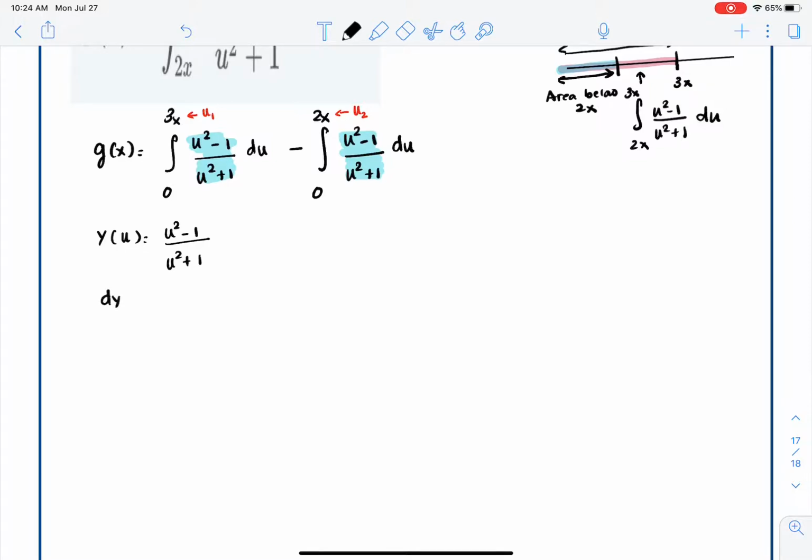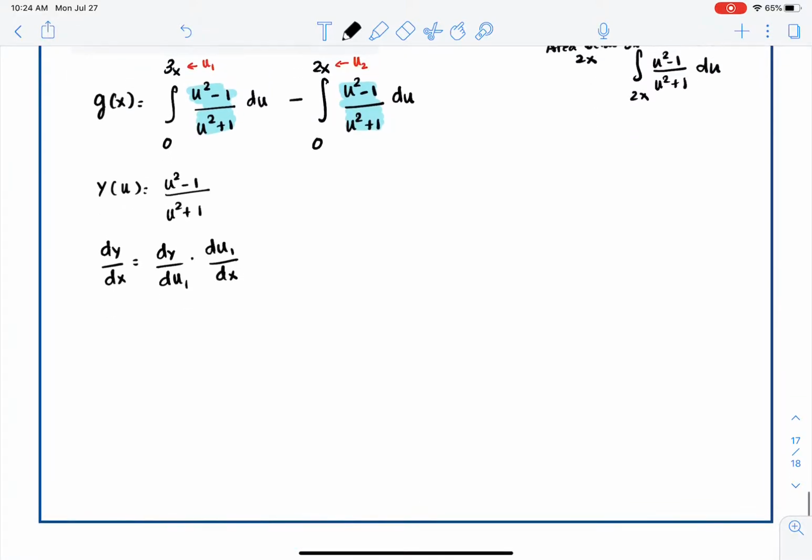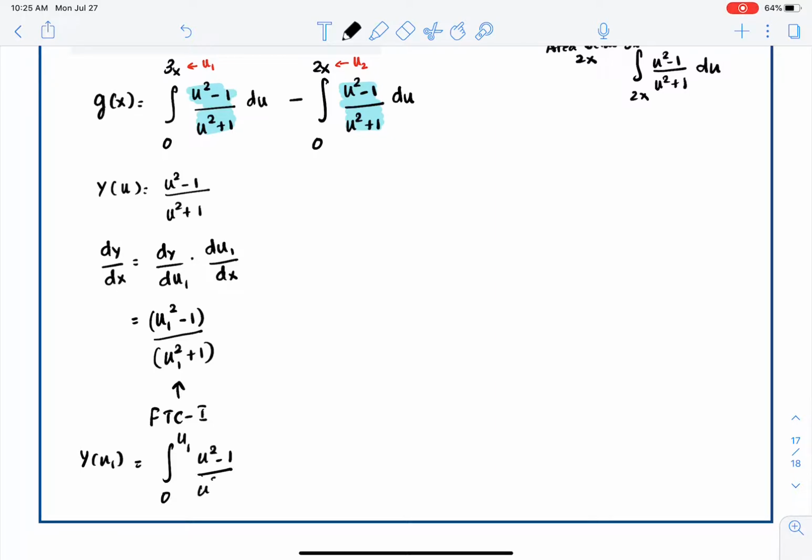So dy over dx, I could write as dy over du1 times du1 divided by dx. That's for the first integral. Dy over du1 would simply be equal to u1 squared minus 1 divided by u1 squared plus 1. That's using fundamental theorem of calculus 1. Because I simply have y of u1 to be integral 0 to u1 of u squared minus 1 over u squared plus 1 times du. And to take the derivative, I simply plug in u1. Times du1 over dx, which is simply 3.